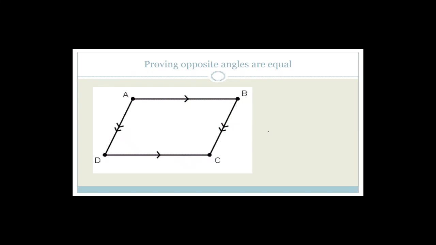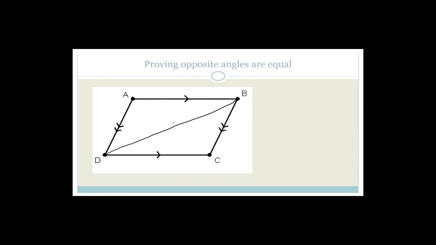Now we're going to prove that opposite angles are equal. We've just proven that opposite sides are equal. Now we need to prove that opposite angles are equal. So again, we're going to use congruency. So we've got this line here, and I'd like you to try this for just a minute before I teach you how to do it.